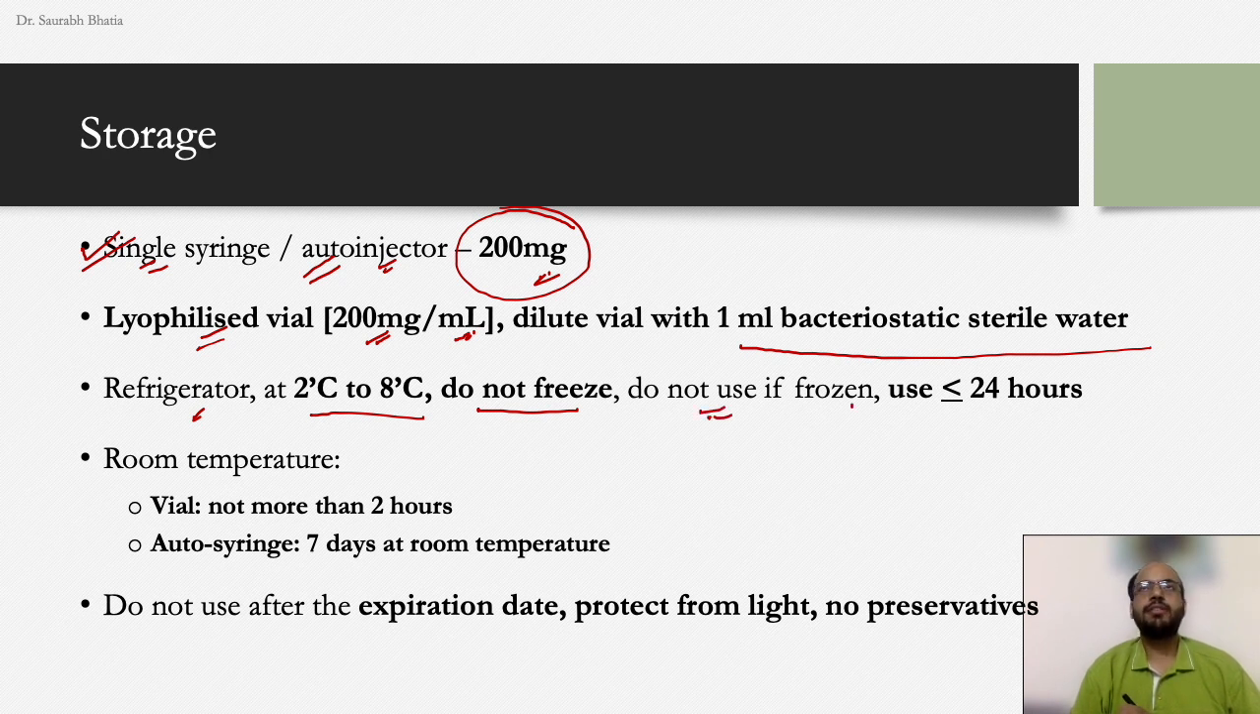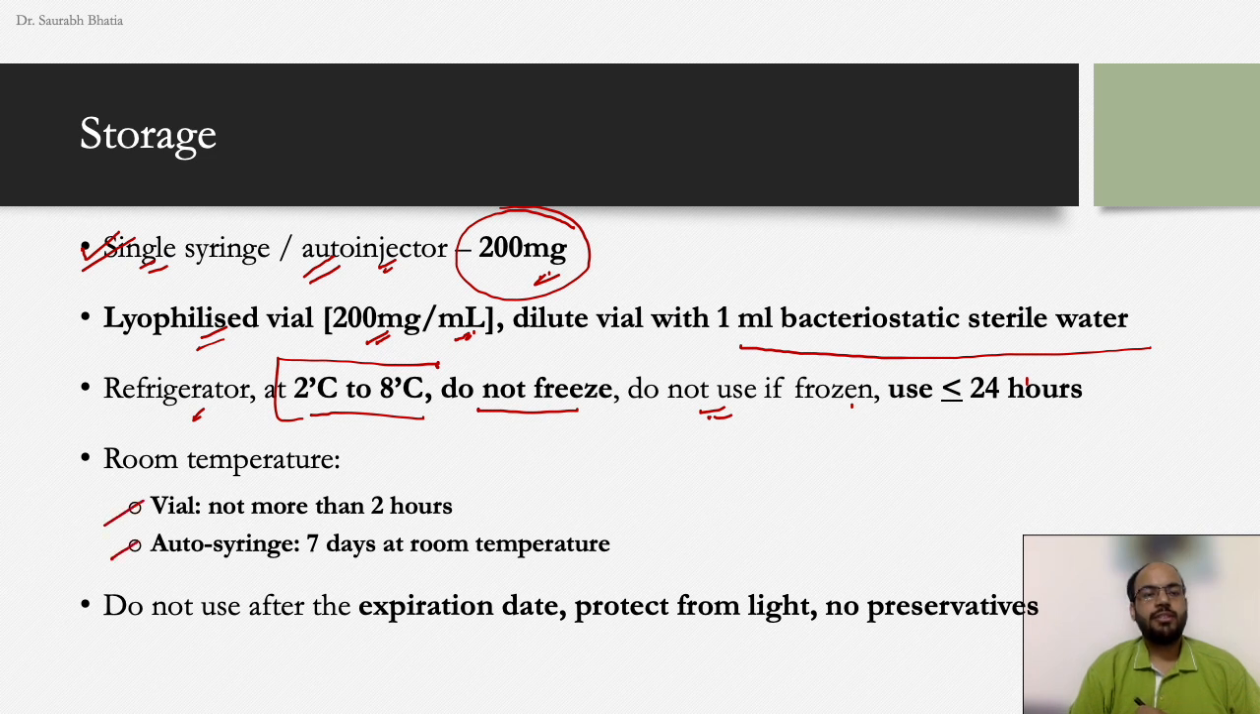So let's say you put the certolizumab auto injector at 2 to 8 degrees Celsius and by mistake somebody puts it in a freezer and now it has frozen, and you think that you can keep it out at room temperature, allow it to thaw, become liquid again and you can use it. No, you cannot use it. If it is frozen once, it is better discarded. Okay, and any certolizumab which is not stored at 2 to 8 degrees Celsius has to be used in less than 24 hours of taking it out of the fridge.